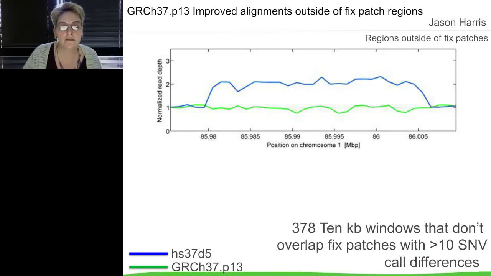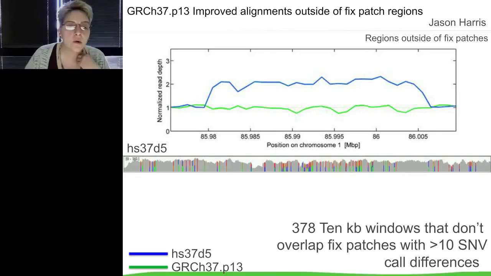But what we can really see that's very exciting is when we look outside of the regions of fixed patches, we can see generalized improvements. So here, I'm also showing you a normalized read plot. But in this case, we have both plotted on the same plot. The dark blue is from HS37D5, and the green is the fixed patch version of the reference assembly. And so what we see is we go from something that looks a lot like a duplication, in fact, to a nice normalized plot.